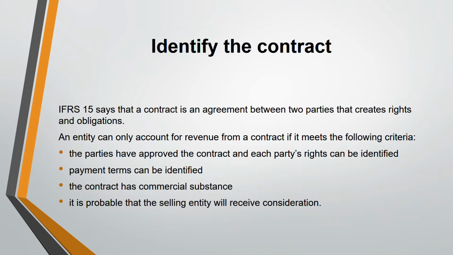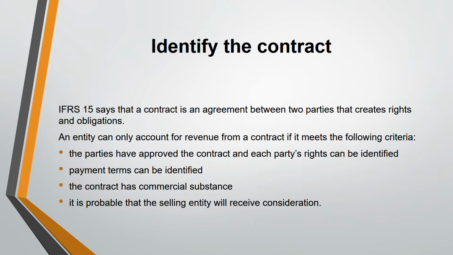Otherwise, if one of these features is missing in a contract, you cannot recognize revenue. For example, you have the commercial substance, it is probable that you will receive the consideration, and the parties' rights are also there, but the payment terms are not identified. No one knows the payment amount. Then you cannot recognize revenue from that contract. Yes, it's a contract, but you cannot account for revenue.